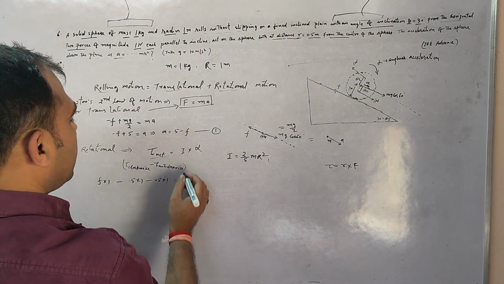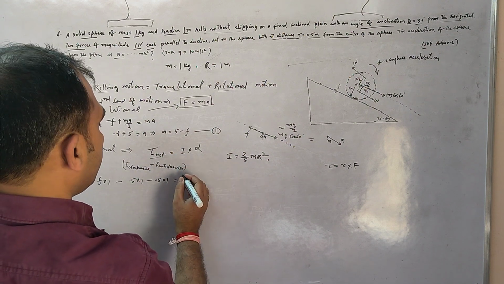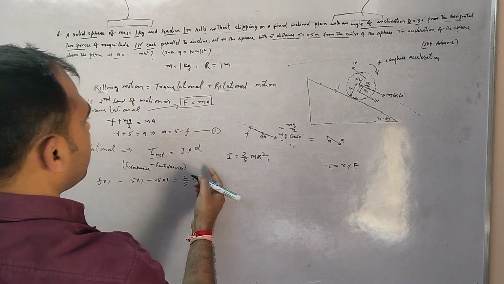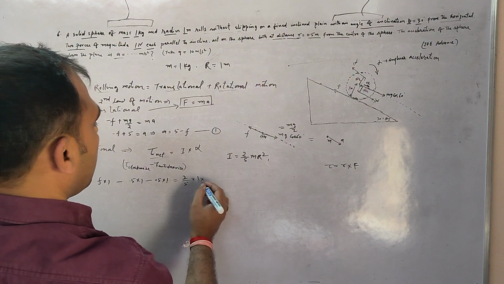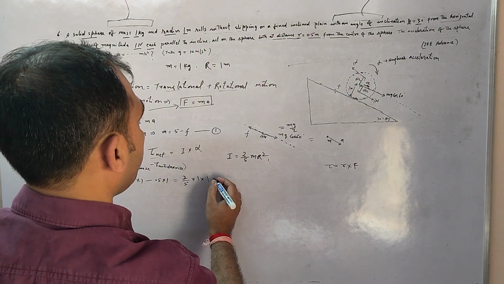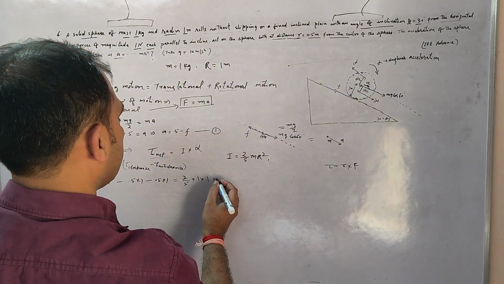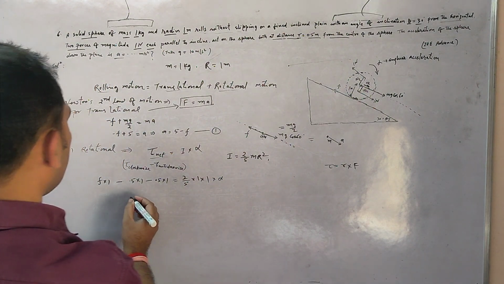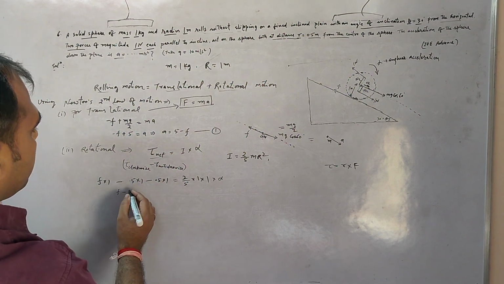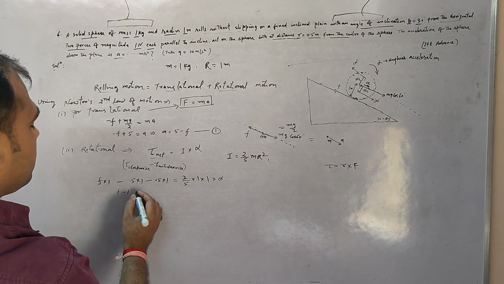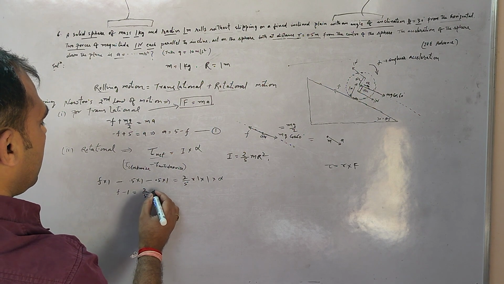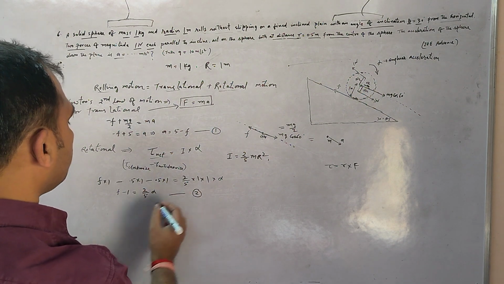this will be equal to I. What is the value of I? 2 by 5, and M, that is 1 kg, and R square, that is 1 again. I into alpha, that is angular acceleration. So from here F minus 0.5, this will be 1, will be equal to 2 by 5 alpha. This is our equation 2.